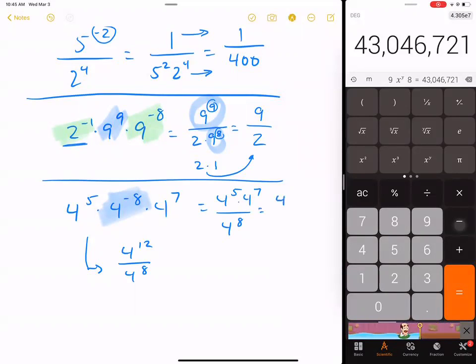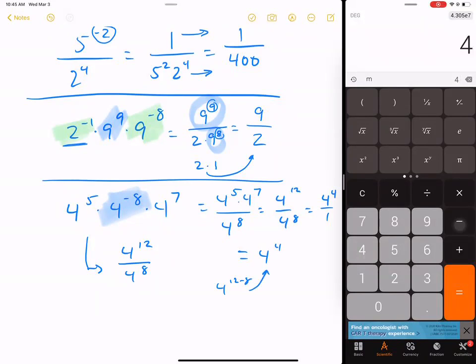Again, we said this is 4 to the 12 over 4 to the 8. Can we simplify? Can we get rid of some of these 4s? Yeah. We have more 4s on top. So we have 4 to the 4 on top, and we have nothing on the bottom. You don't have to write that fraction as a 1 anymore. Our answer is 4 to the 4, because 12 minus 8, remember if we're dividing, we subtract exponents. 4 to the 12 minus 8 is 4. Now on the calculator, 4 to the 4th power is 256. That's right, 256. Okay, that's it.